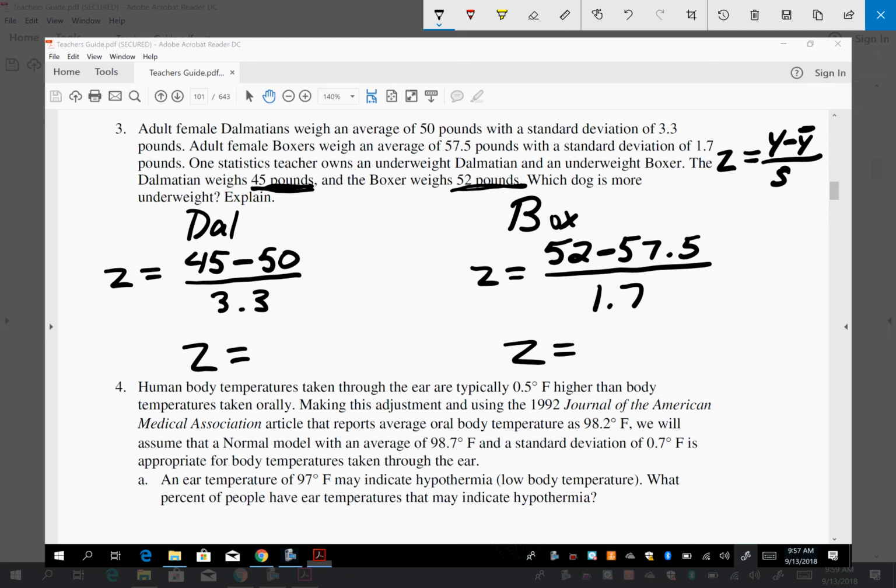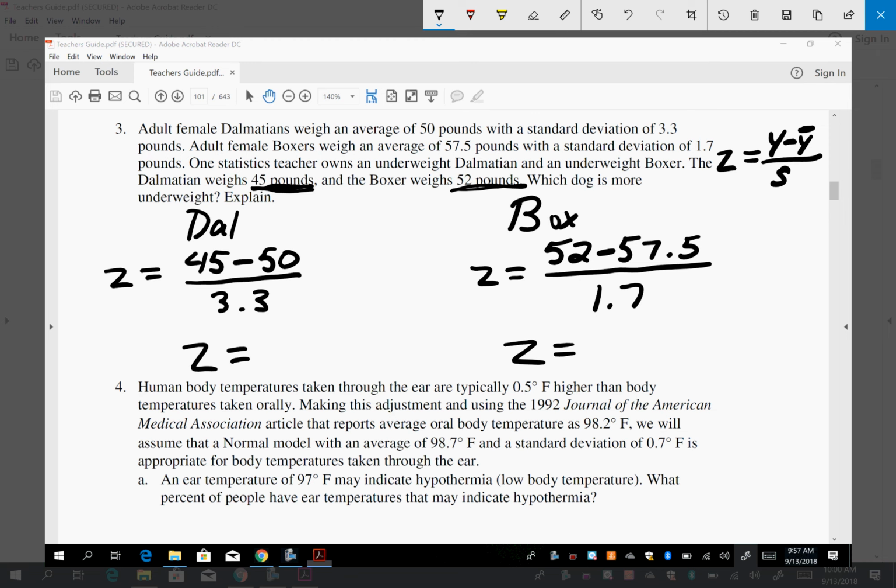See if we get enough people to confirm the same answer, then we'll feel good before moving on. Remember, we always do your data value minus the mean divided by the standard deviation every time. The mean is the average. Alyssa, did you get anything for the Dalmatian? 29.85? No, it should be negative 5 divided by 3.3.